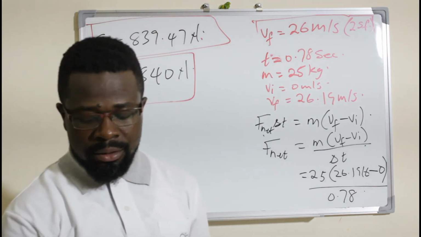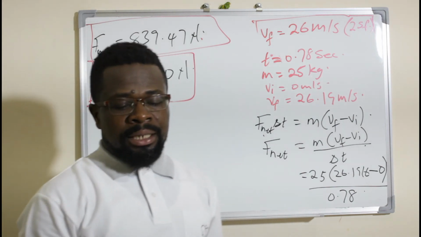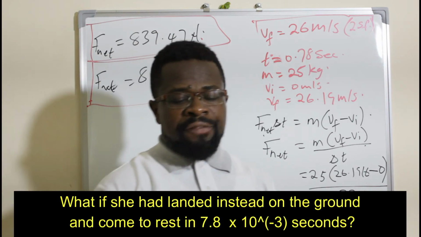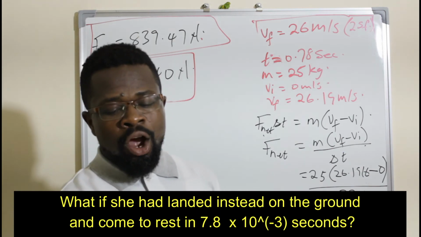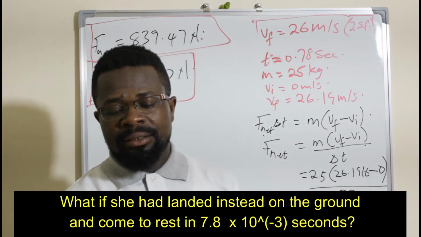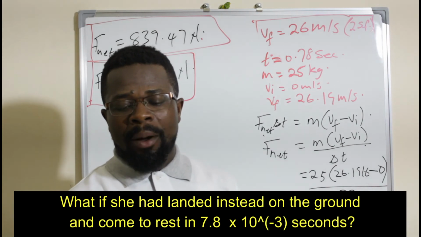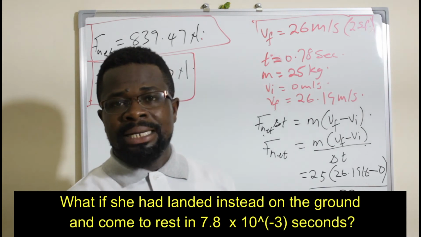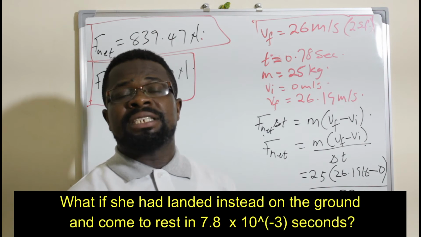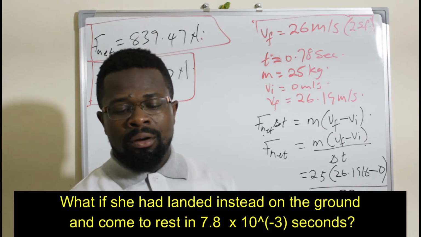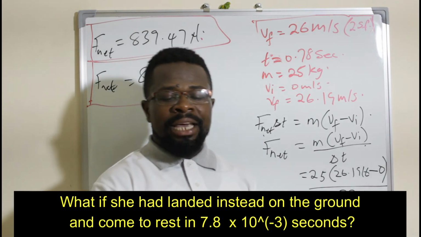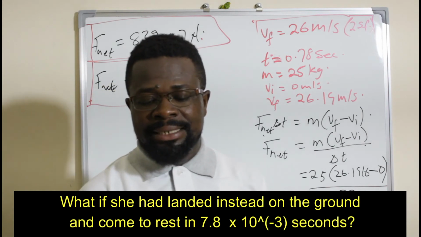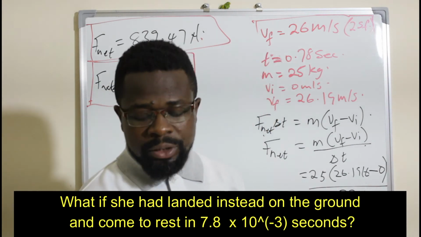Alright, let's look at the next question for that problem. It says, what if she had landed instead on the ground and come to rest in 7.8 times 10 to the power negative 3 seconds? The first time, she landed on a mattress. But this time around, the question is asking if she landed on the bare floor. We want to find a force.